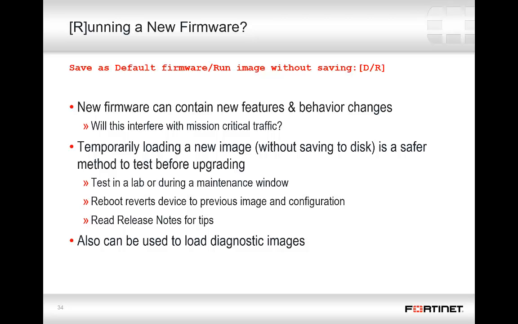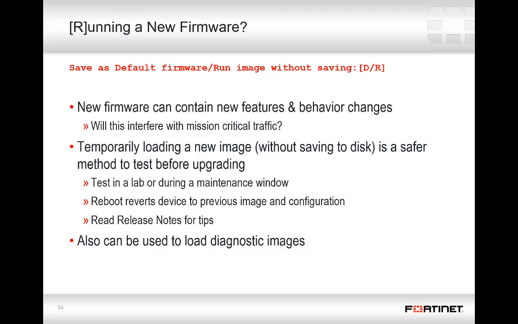If you upgrade, for example, from FortiOS 4.3 to 5.0, you can use this feature in order to load the new firmware and try it out before actually saving it to your FortiGate's disk. This way, if you discover upgrade issues, you can simply reboot and FortiGate will revert to the previous firmware and configuration while you plan your migration strategy.